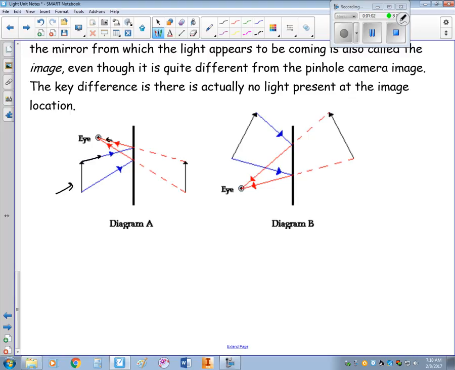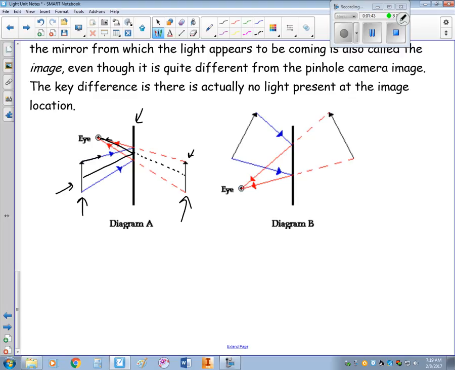If I trace that image back, I can see where the top of this object appears to be. And we can do all different kinds of rays coming off of this thing, reflecting into your eye, tracing it back, so we can get an idea for where that image appears to be. And again, if you did not know that mirror was there, you would think that the object is at that location, when instead the object is at this location.